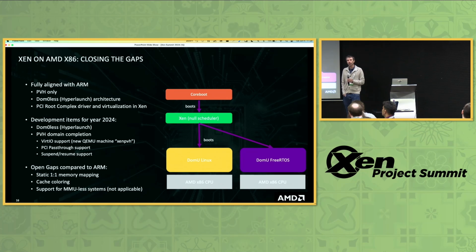So in the year 2025, what's going to be missing? Well, in terms of embedded features for Xen on x86 compared to ARM, we're going to miss static one-to-one mapping. We are going to miss cache coloring. In all fairness, cache coloring is also missing upstream on ARM too. There is an in-progress series. This is a technology to isolate the cache in software. It is portable to x86, but we don't have the code to port it to x86 yet. And that's it. The only other thing missing is support for MMU-less systems, which don't exist on x86. So we're going to be extremely close at the end of the year.